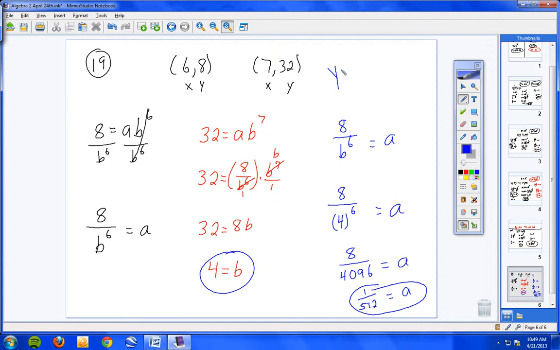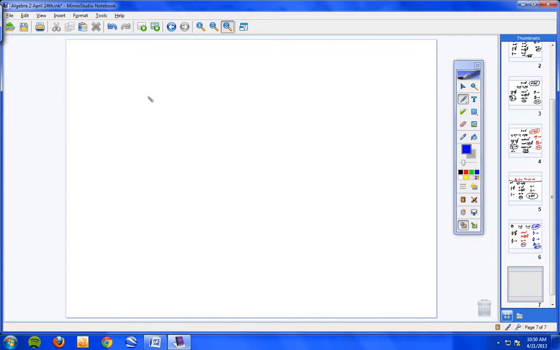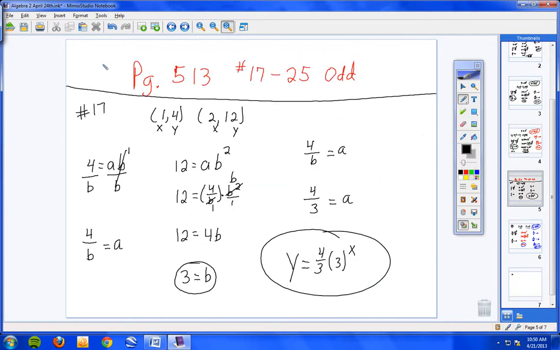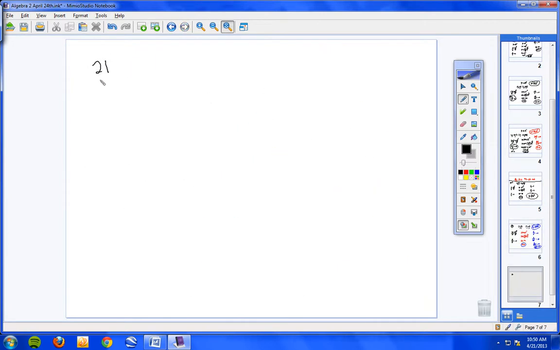So the equation is y equals 1 over 512, parentheses, then put your b in, which is 4 to the x power. Let me check that in the back of the book real quick, and we're going to go ahead and move on. It's number 19. And we actually got it right, so miracles still happen. All right, let's take a look at number 20. Number 21, excuse me. Hopefully you're doing the odds, not the evens. When I gave you this assignment, did I say the odds? I hope I did. I did. Okay, good. All right, number 21.